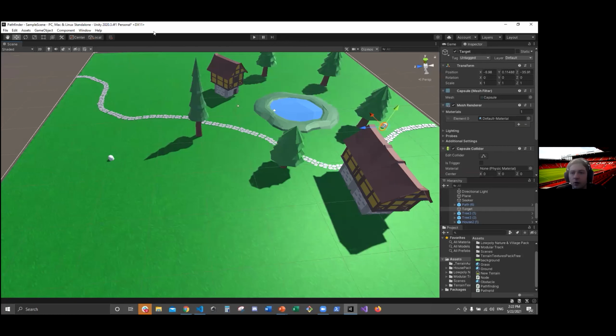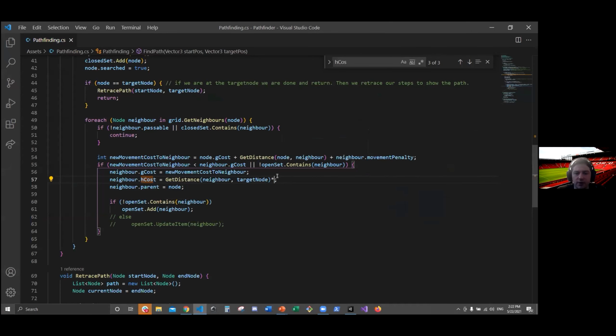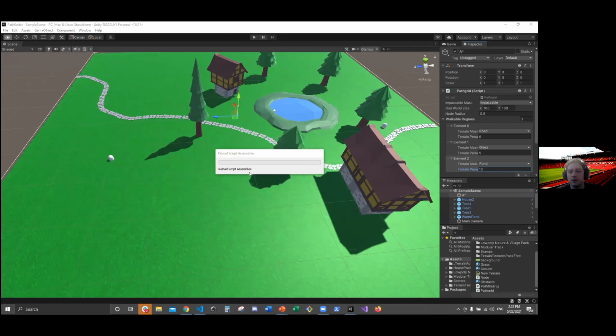Okie dokie. Let's take a look at our A-star. What I'm going to do is put in a terrain penalty for the grass of 5. And I'm going to put a terrain penalty for the little pond over here of 10. And I'm going to save that. Let's just check. We've reset in C#. We need to remove our overestimating algorithm. Okay, so let's see what effect this has.